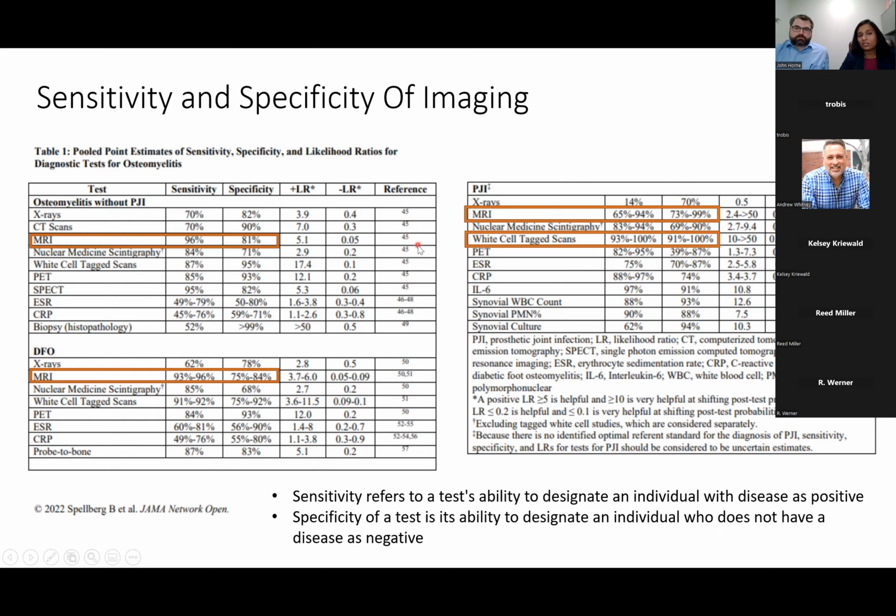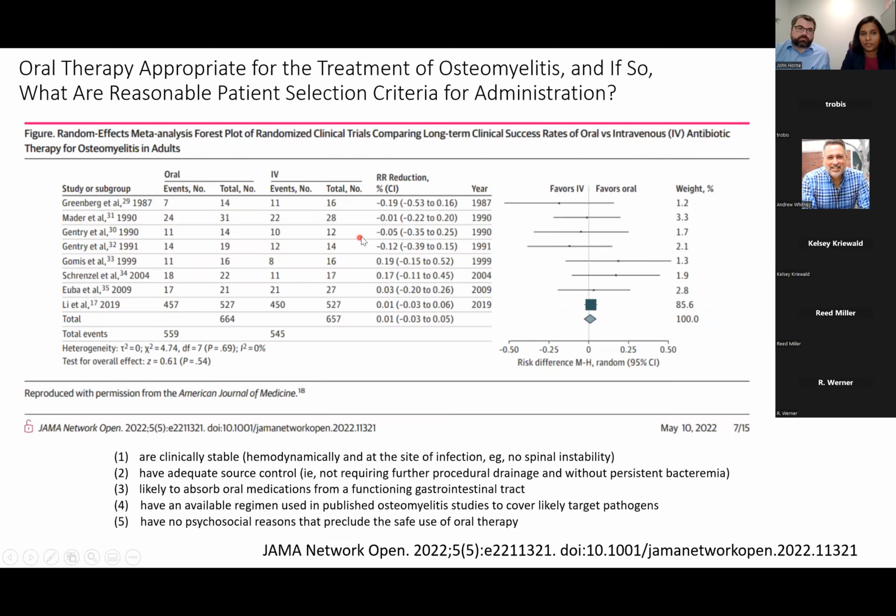So I think this is good to know. If you don't have hardware, for the most part, MRI would be the best modality for imaging. Yeah, and sometimes people will say they can't get contrast, but MRI with or without contrast is probably better than doing a CT scan anyway. So if you can get an MRI, that would be the way to go.